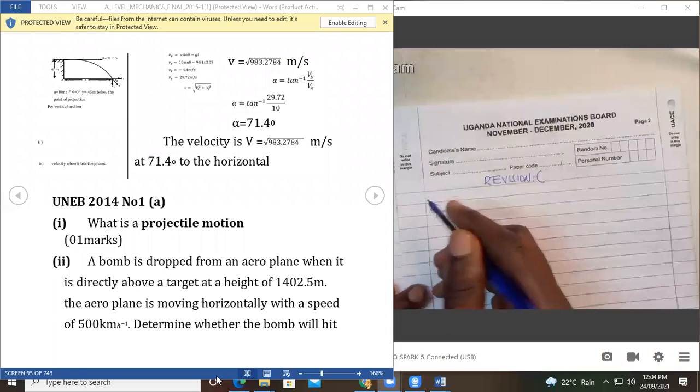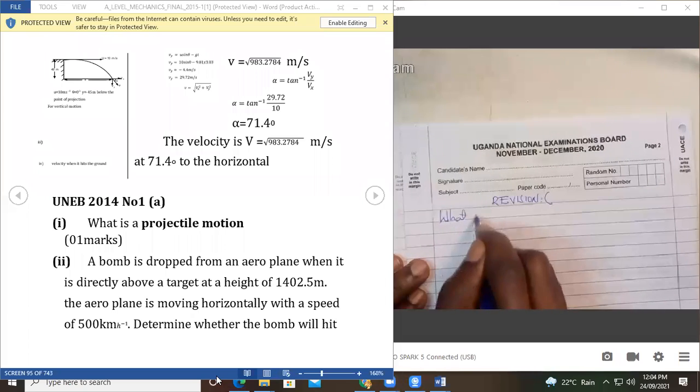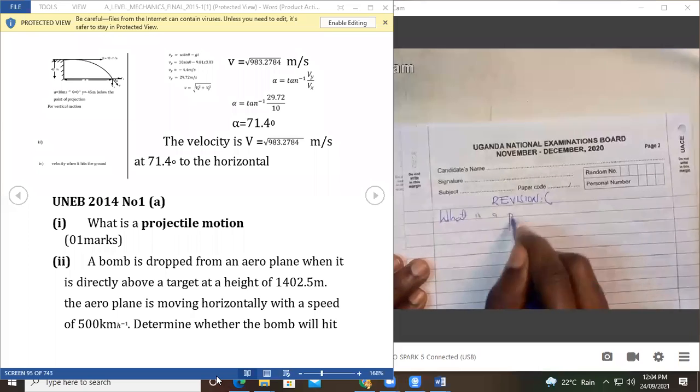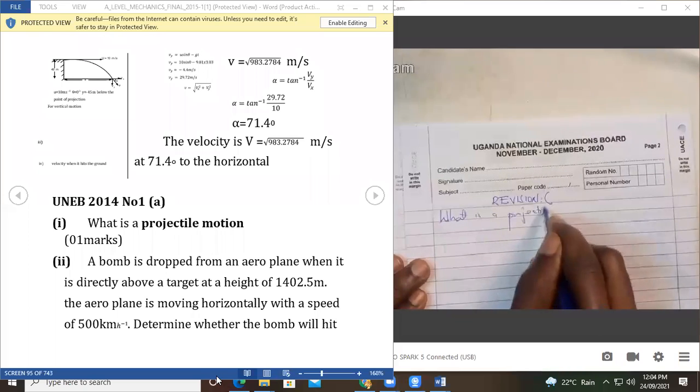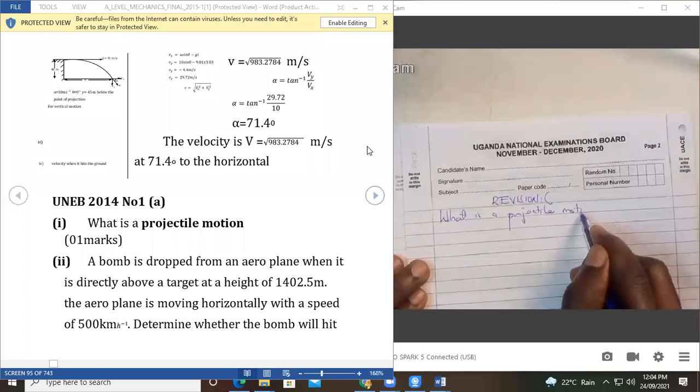They're saying, what is a projectile motion? That's what the question is saying. What is a projectile motion? Who can define that for us? Please, let's all unmute, and if you want to say something, unmute and then we continue, please. What is a projectile motion? Who can give us that?